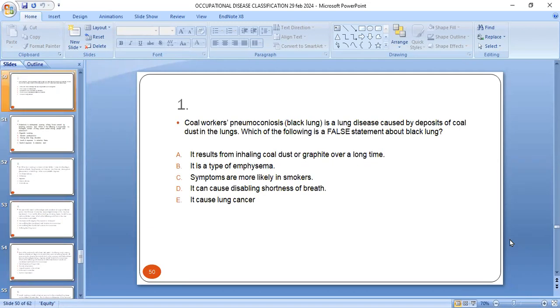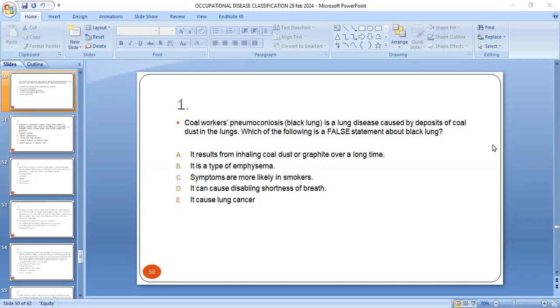Coming towards the MCQs, the first MCQ: coal worker pneumoconiosis, that is black lung disease, is a lung disease caused by deposits of coal dust in the lung. Which of the following is the first statement about black lung disease?